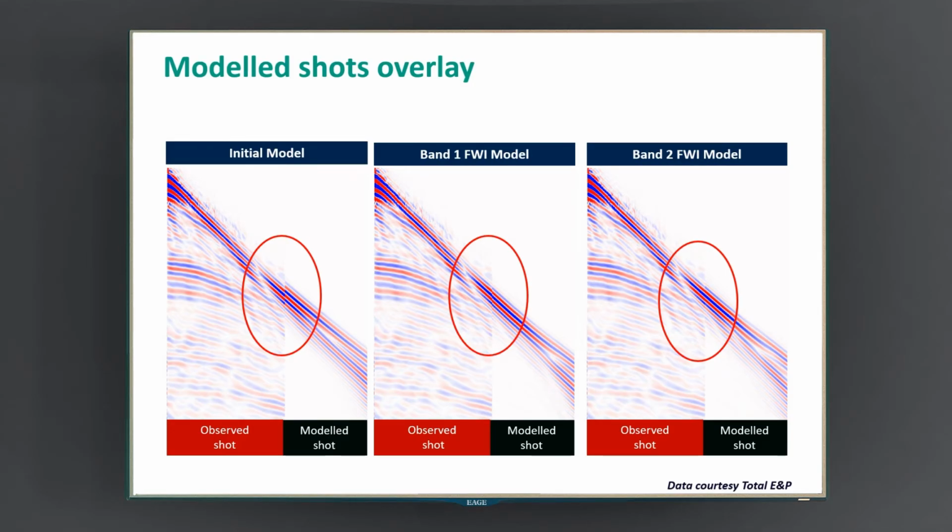Coming back to the observed versus model shot overlays, as I mentioned before, with the initial model, our data is completely cycle skipped. With the band 1 FWI model, we have improved on the background velocity errors and our match is improving. We are within the half wavelength criterion, which is then followed by the band 2 FWI model, and we have a very good match after that.